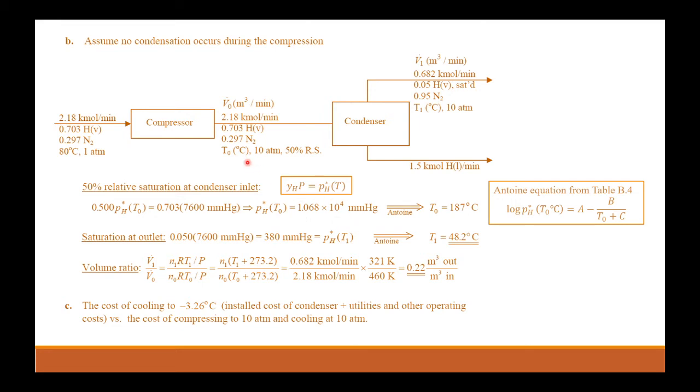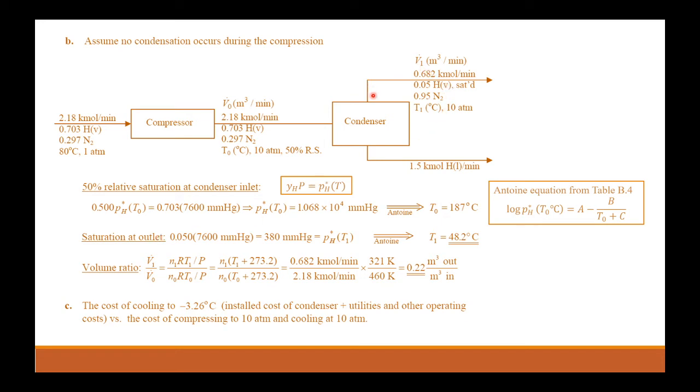Now we want to find the temperature over here. We can do that using the Antoine equation. We already have the vapor pressure of hexane in the stream that enters the condenser, and we can get the parameters A, B and C from table B.4 and calculate for TO. So after we substitute them in, we get TO to be 187 degrees Celsius.